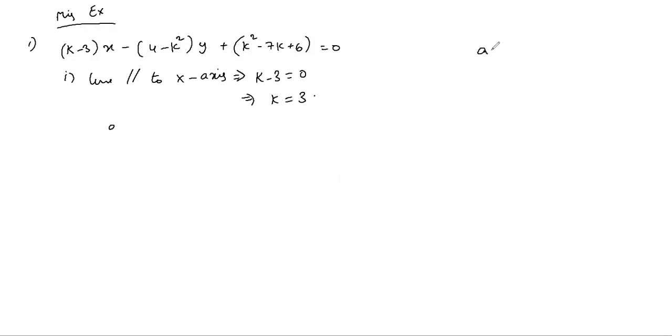The line ax plus by plus c equals 0. Line parallel to x-axis is in the form y equals y1, meaning no x term, so a should be 0. Similarly, parallel to y-axis is in the form x equals x1, so the y coefficient b should be 0. So these are the conditions for a line parallel to x-axis and y-axis. So what is the k value for the first one? 3. Similarly, what is the second one?